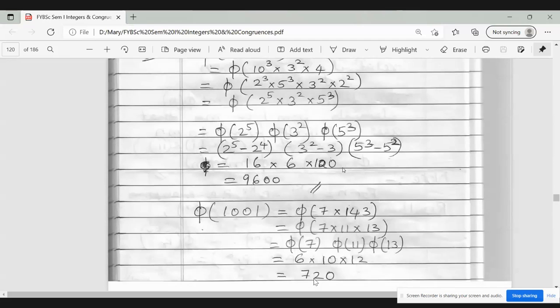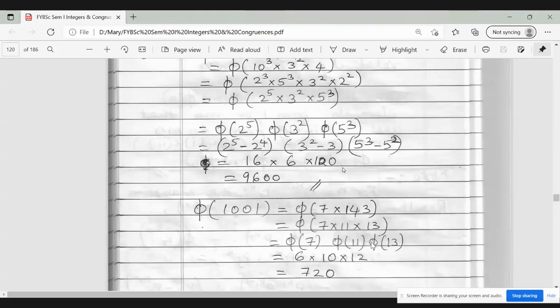Phi of 7 is, so here we are using that property. It's called the multiplicative property. So phi of m into n is phi of m into phi of n. If you have more numbers also you can do, but they should be relatively prime. They should have no common factors. Then only we can apply this. Otherwise, powers we have to take.